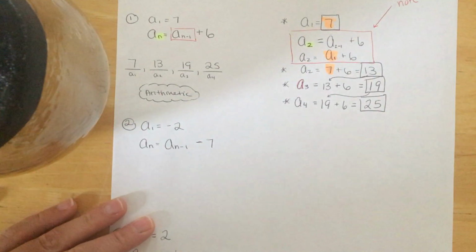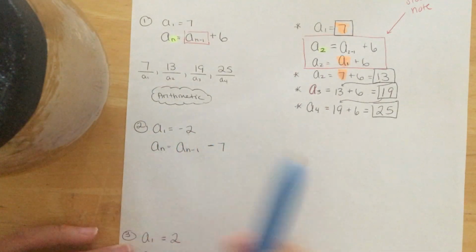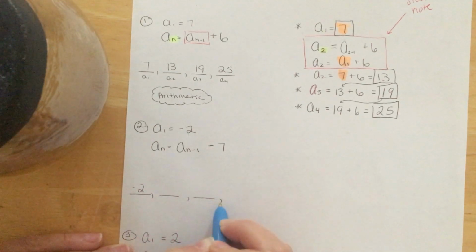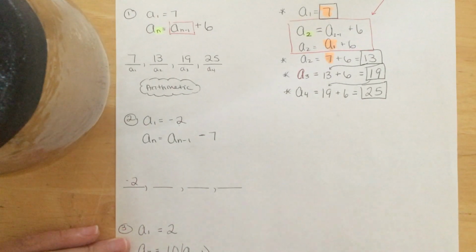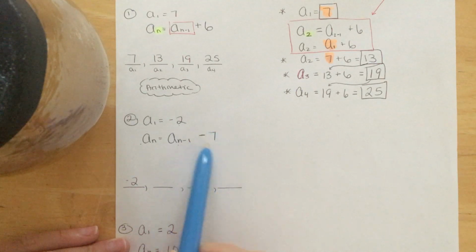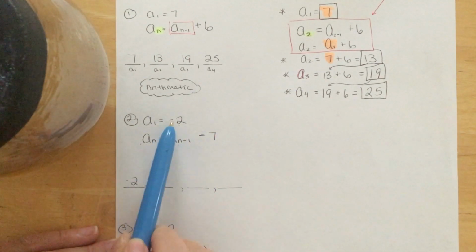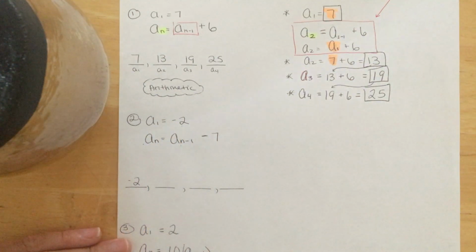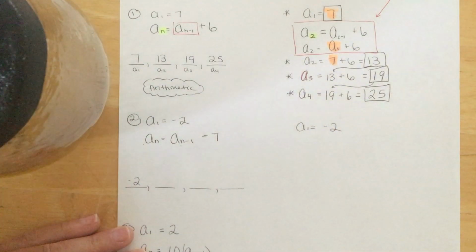Okay, so question number 2 says the first term in the sequence is -2. So right away I can just go ahead and pop in a -2 here, and I'm finding the first 4 terms, so I'm just gonna do 4 letters here. And then it says any number in the sequence is equal to the previous number minus 7. So this is my common difference of -7. And my first term is -2. All right, so I always start with my A1 is equal to -2.